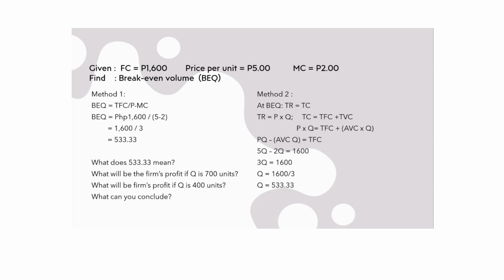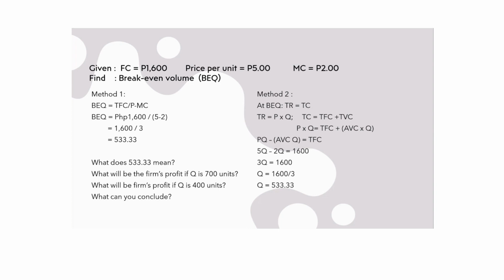This time using TR equals TC. TR means total revenue, TC means total cost. Total revenue is computed by multiplying price and quantity. Total cost, TC, is the sum of total fixed cost, TFC, and total variable cost, TVC. So we'll now use P times Q equals TFC plus AVC times Q. Why do we have AVC times Q? Because AVC times Q equals TVC.